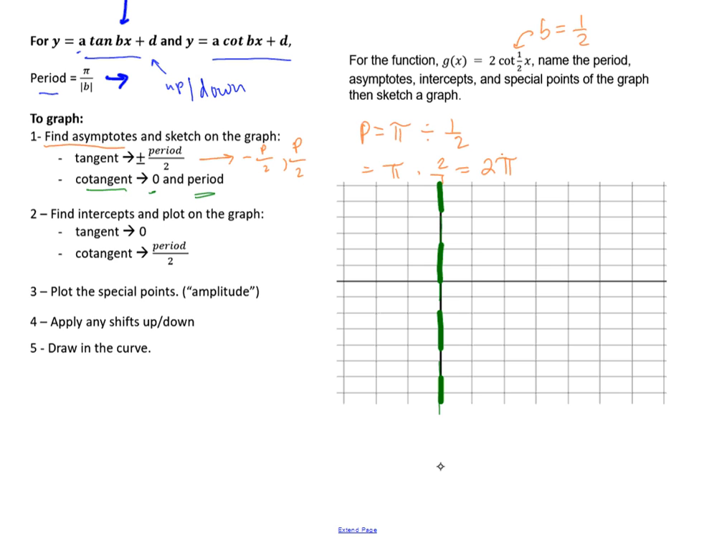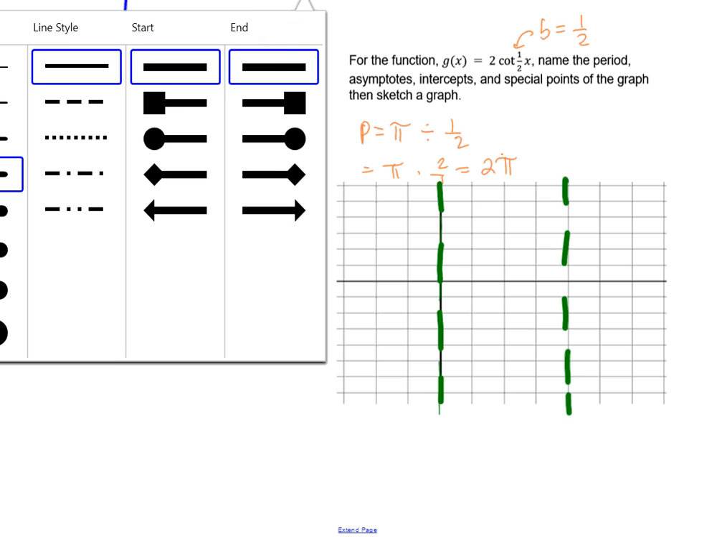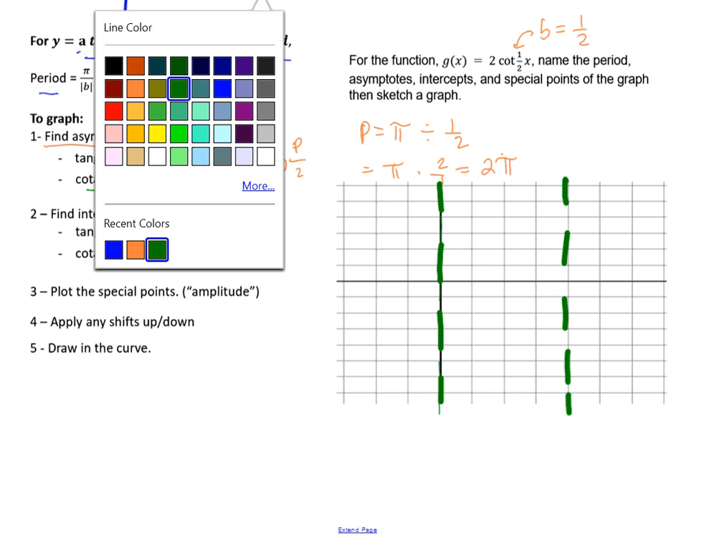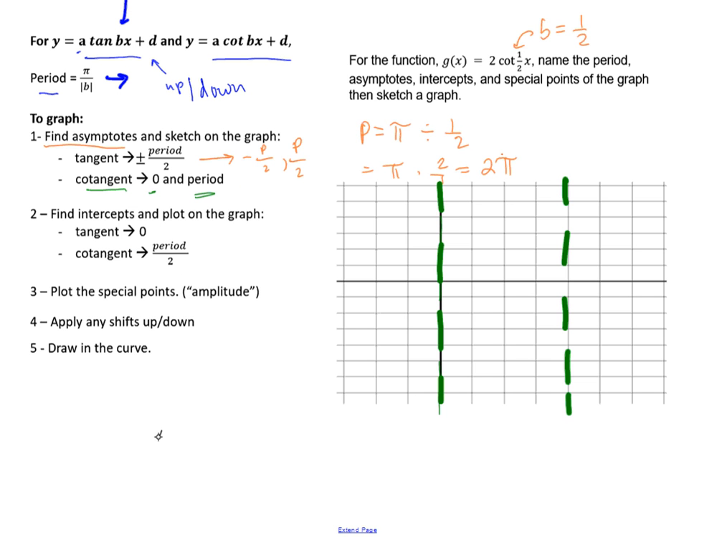And then just like before, you count out 4 lines: 1, 2, 3, 4. And that's where your second asymptote's going to go. And then, of course, you can label in these numbers as we go. So let's see, it was at 0 and the period. The period was 2 pi. So right here is 2 pi. And to fill in the rest of them, there's pi, 3 pi over 2, and pi over 2.